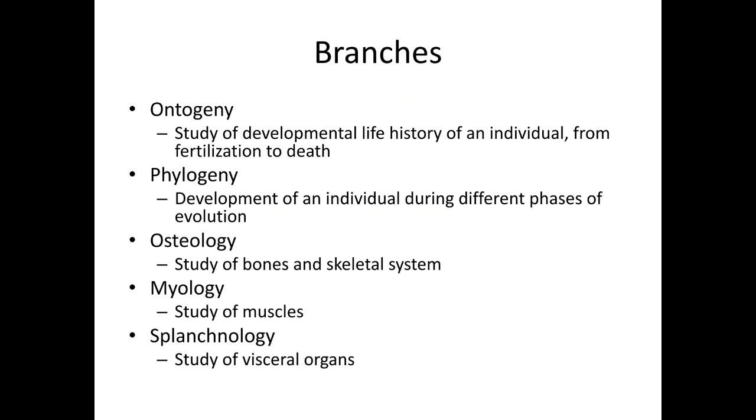If we talk about different branches, first of all, ontogeny, which refers to the study of the developmental life history of an individual from fertilization to death. Phylogeny, which refers to the development of an individual during different phases of evolution. You can say its resemblances with the ancestors and what kind of changes take place in its development from the prokaryotic life to the eukaryotic and its present form.